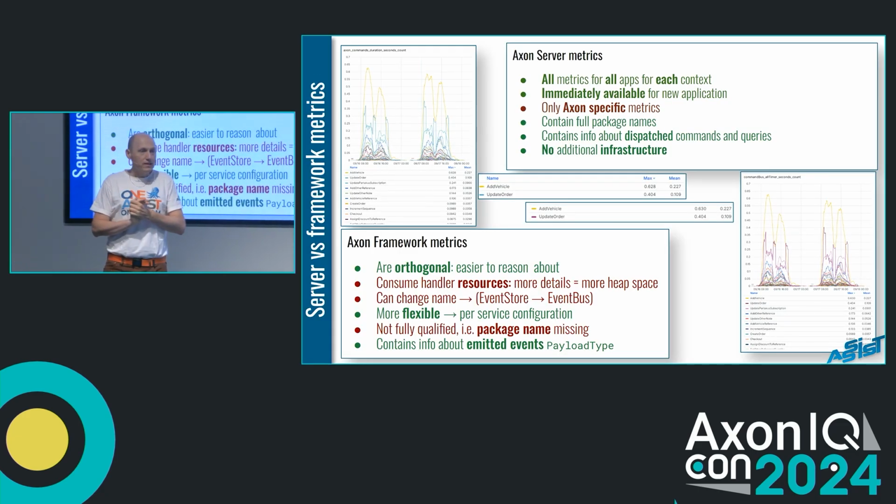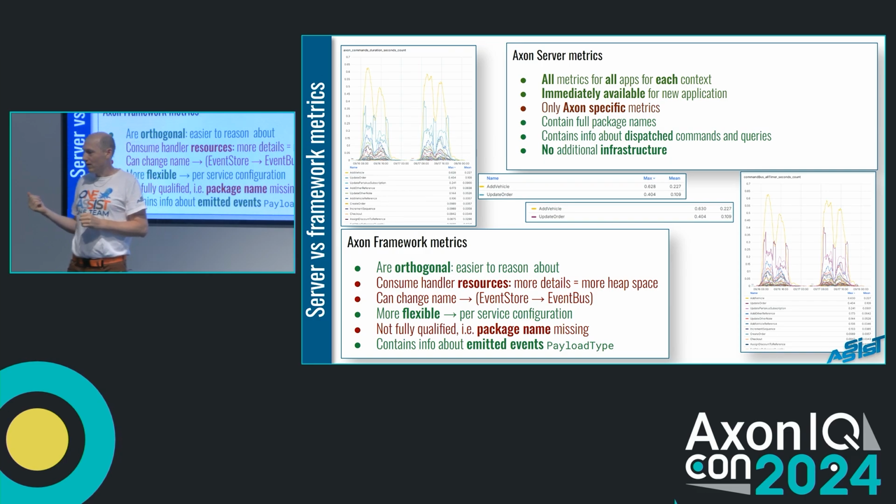There are 2 kinds of metrics. One is coming from Axon Server and one is coming from Axon Framework. So maybe it's new information for you. Just look at the slide when you have a bit of time, when you will be choosing which is better to use in which case.